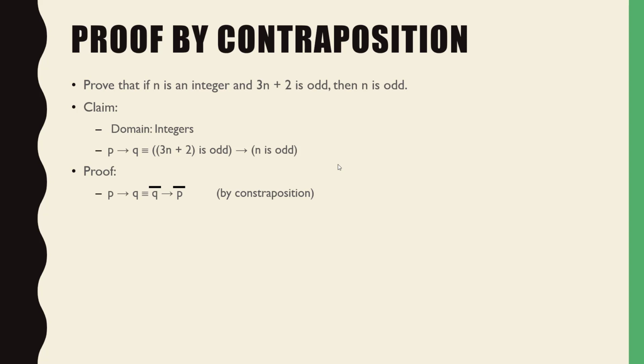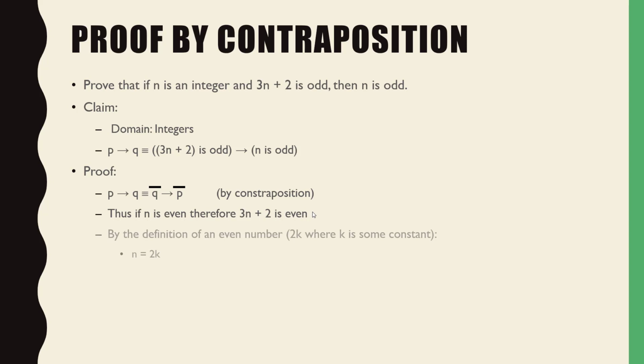Now the known thing is that n is even. That is the known thing now, the thing on the left. So if n is even, therefore 3n plus 2 is even. That's exactly what we were just saying. We know the definition of an even number, 2k, where k is some constant, so we're claiming that n is equal to 2k, in the event that not Q occurred. So that's the known variable, and now we can just plug that in because it's known. We know for sure that n is even. How do we know for sure?